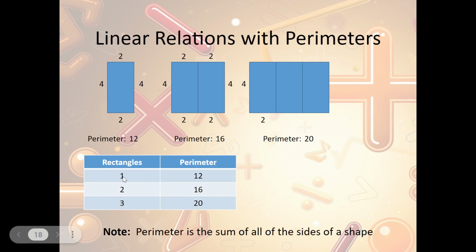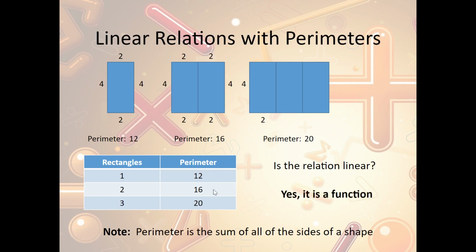So now, if we were to do this by the number of rectangles and the perimeter, this is one rectangle here, which was a perimeter of 12. 2 rectangles was a perimeter of 16. And 3 rectangles is a perimeter of 20. Therefore, we want to know, is this linear? Well, we're adding by 1 each time here. So that's consistent addition. We're adding by 4 each time here. That's consistent addition. So yes, it is a function, and it is linear.